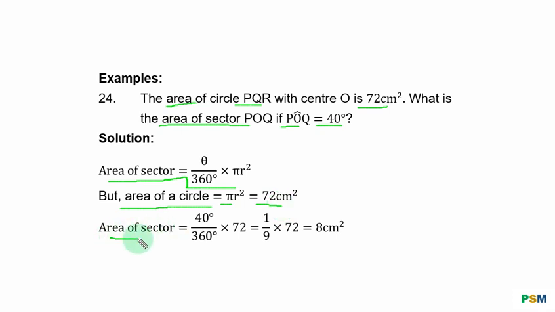Therefore, area of sector is equal to angle of the sector, 40 degrees over 360 degrees, times pi r squared, which together is 72. If you simplify this fraction, you have 1 over 9 times 72, and that is 8 square centimeters.